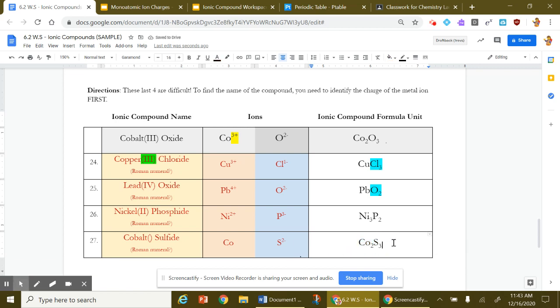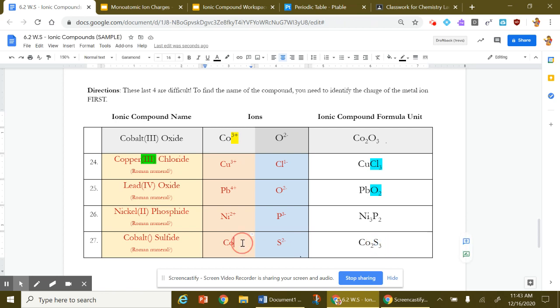Quick edit to the formula. Once again, I messed up and wrote something that did not exist. I'm sorry, guys. Merry Christmas, y'all. Okay, so the formula is Co2S3. Cobalt with 2, sulfide with 3.